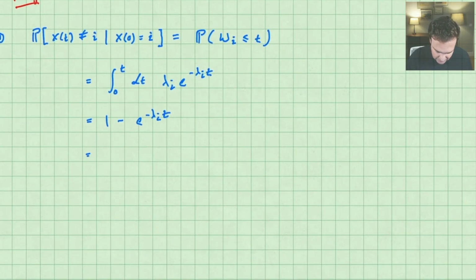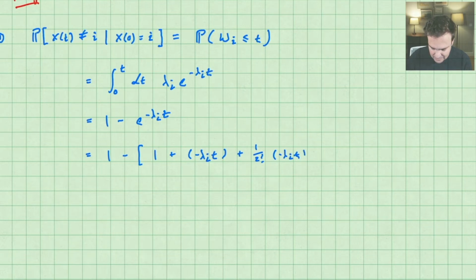Now we're going to do a Taylor series on the exponential. So this is 1 minus, because the Taylor series has a 1 in the front, 1 plus minus lambda_i t plus 1 over 2 factorial times minus lambda_i t squared, and so on. This is just the exponential's Taylor series. Then when you take out the 1, what you're left with is minus lambda_i t. Isn't there a minus sign in front of this? Let me think for a second. Let's get rid of the minus there. Lambda_i t. And then let's just leave the minus signs in front now.